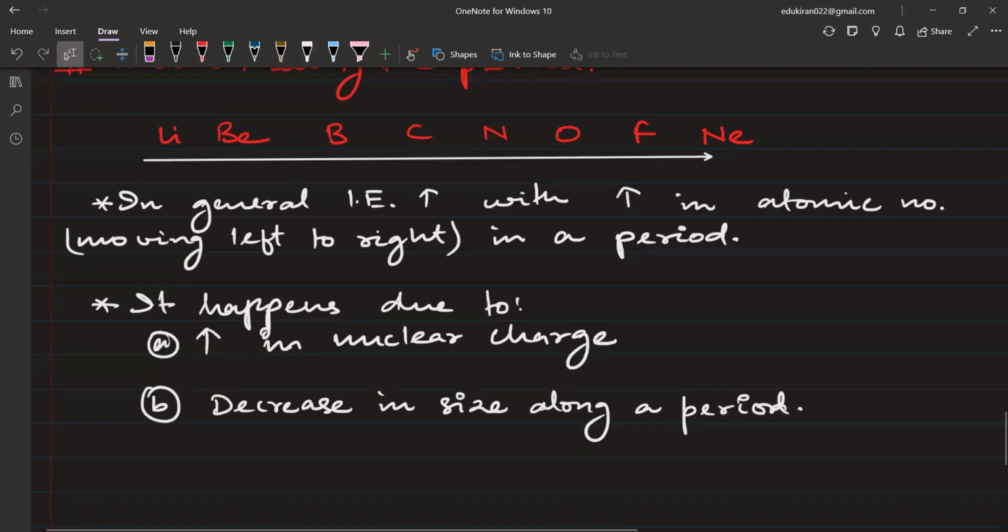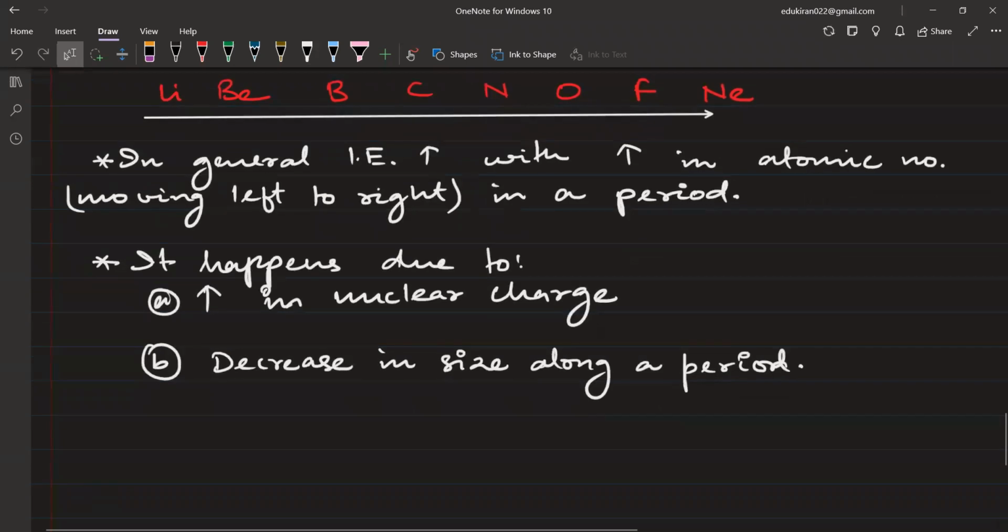Okay. Now you'll write the next point. There are some irregularities. The trend is fine. The trend is it is increasing. The ionization enthalpy is generally increasing with increase in the atomic number in a period. If you are going along a period, then it is going to increase. But there are some irregularities, and we will focus on them now. Irregularity in the trend.